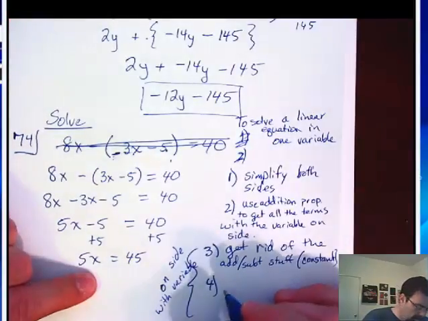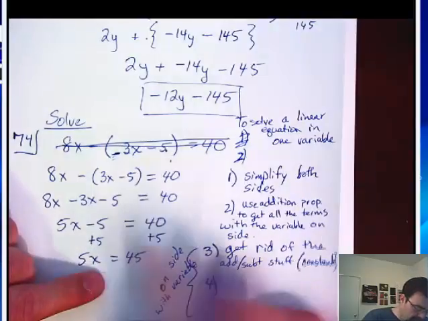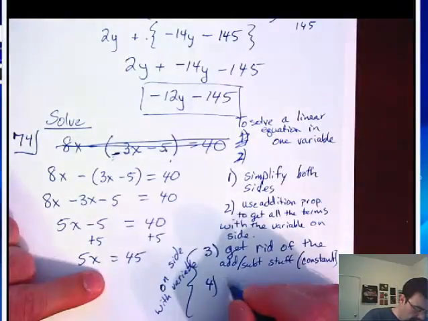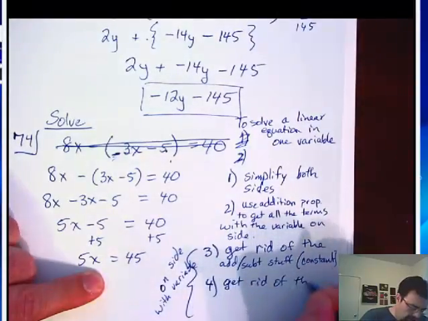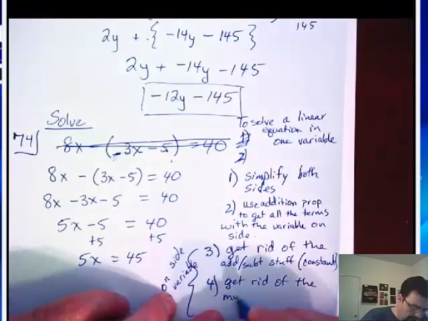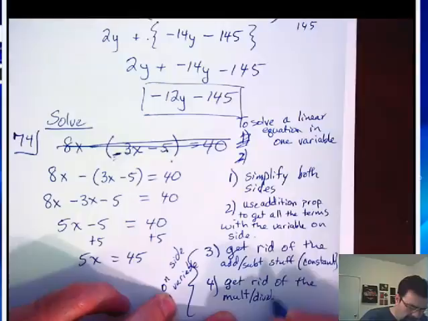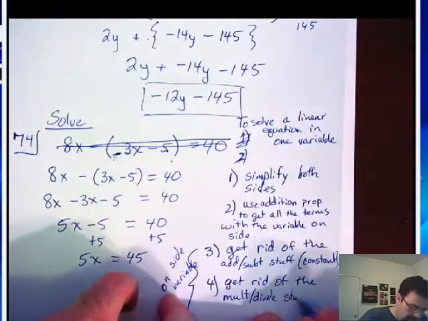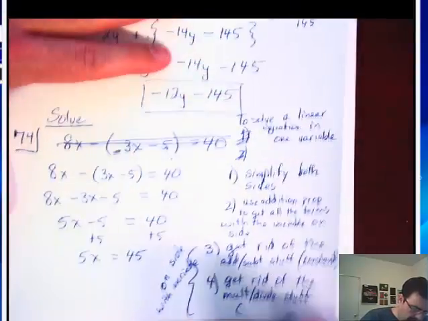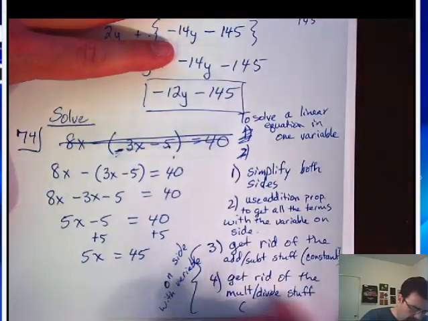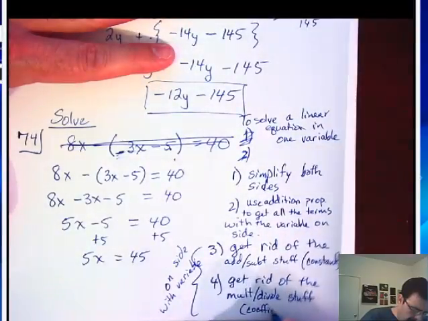And then your last step is you're on the side of the variable. So we don't care about that number right yet. On this side, we got 5 times x. So we want to get rid of the 5. So I always say in class, multiply, divide stuff, very loose language here. So get rid of the multiply, divide stuff. So what do I mean? The coefficient.